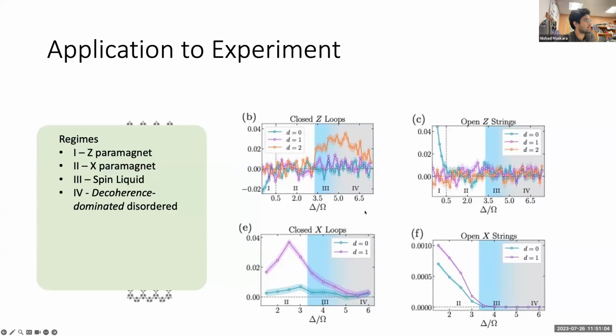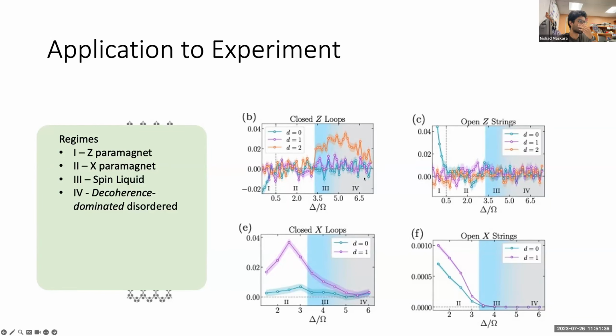So the way that we can interpret this combination of behaviors is that in region 1, you only amplify the open Z string, which tells you that you have a paramagnet in the Z direction. In region 2, you amplify open X strings and closed X strings, which tells you that you have essentially a paramagnet in the X direction. In region 3, you only amplify the closed strings without also amplifying the open strings, which tells us that we probably have a spin liquid phase there.